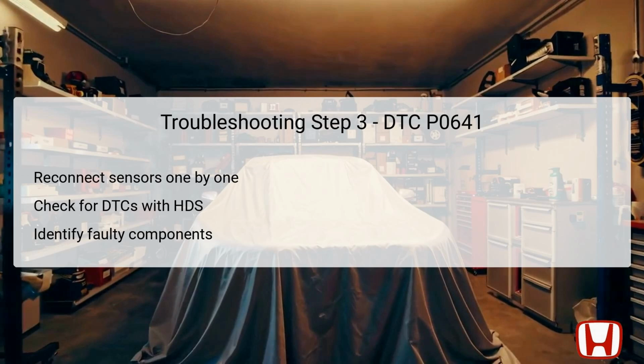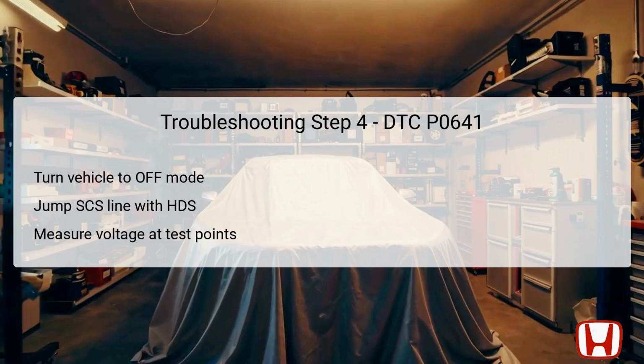For each reconnection, ensure to check for pending or confirmed DTCs using the HDS. This system will alert you to any immediate issues related to the specific sensor being reconnected. If DTC P0641 activates again after reconnecting a certain sensor, it highlights that the sensor or its connection is likely defective and needs replacement. Conversely, if the DTC does not reappear, proceed to inspect for loose connections or other related wiring issues, as the root cause may not solely lie within the reconnected sensors.